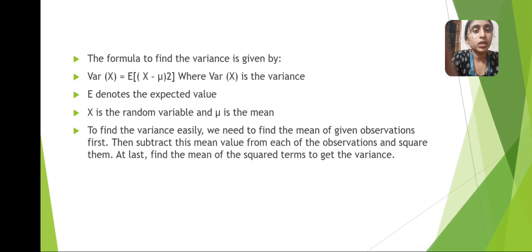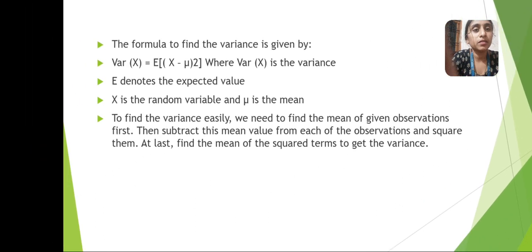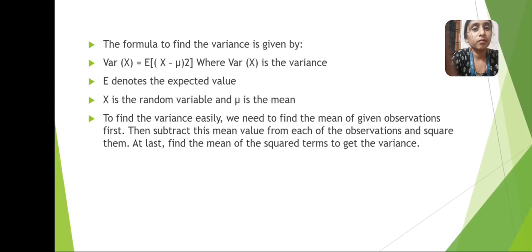The formula to find the variance is Var of x equals E of (x minus mu) whole square, where Var of x is the variance, E denotes the expected value, x is the random variable, and mu is the mean. To find the variance easily, we need to find the mean of the given observations first, then subtract the mean value from each of the observations and square it. At last, find the mean of the squared terms to get the variance.